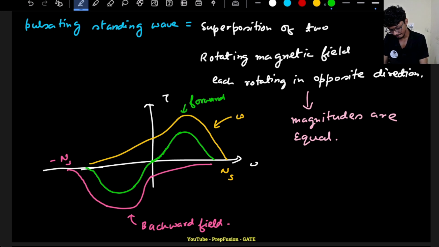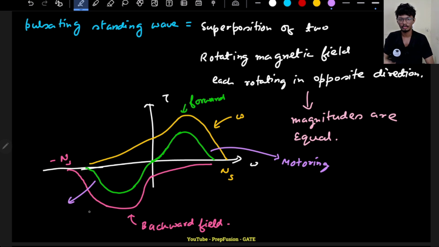So this is called as the motoring zone, and this is called as the reverse motoring, because it is not actually rotating in the same direction, it is rotating in the opposite direction. So reverse motoring.